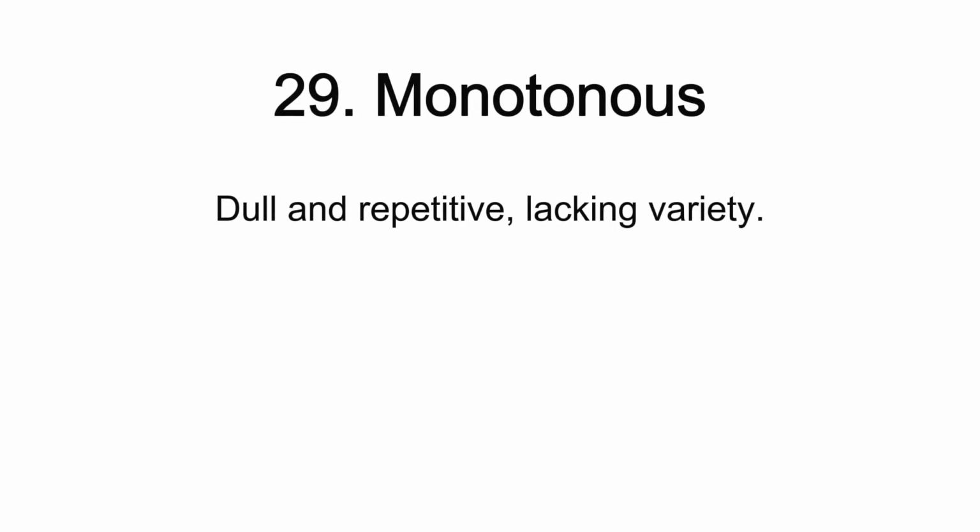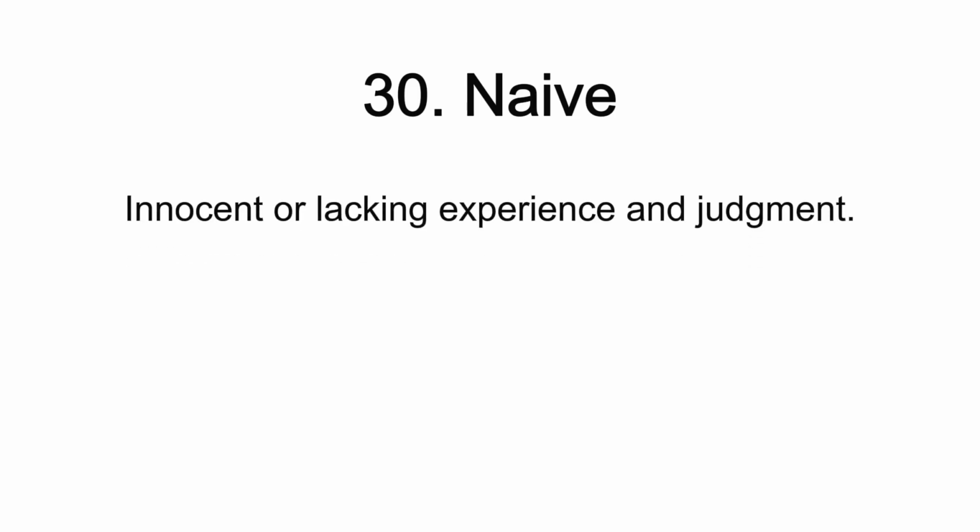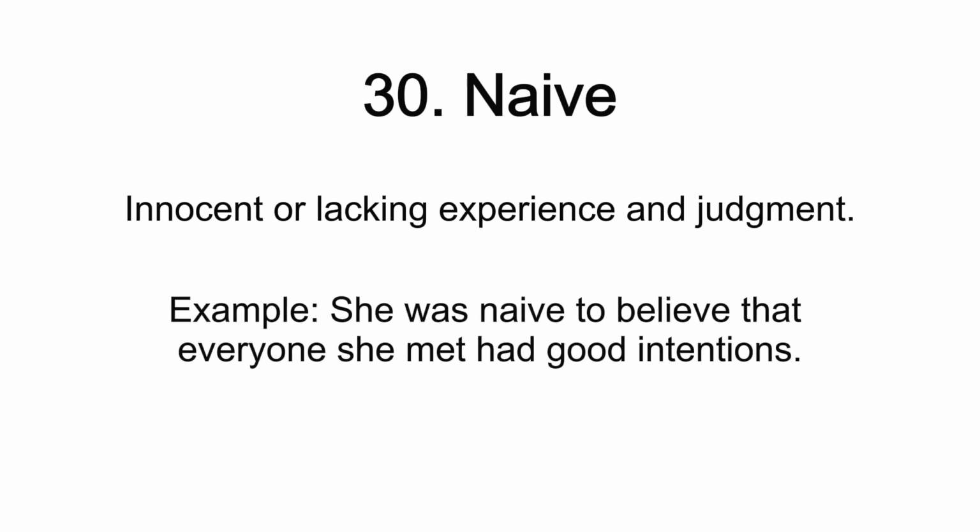29. Monotonous. Dull and repetitive, lacking variety. Example: the lecture was so monotonous that many students fell asleep. 30. Naive. Innocent or lacking experience and judgment. Example: she was naive to believe that everyone she met had good intentions.